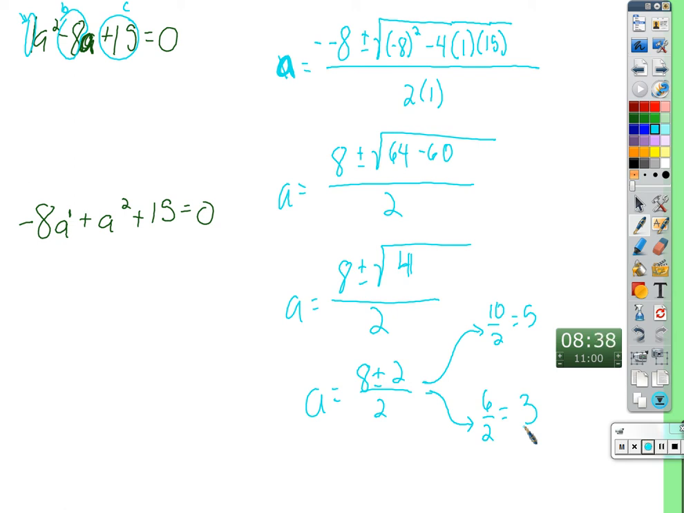Now, just like with the completing the square that I told you about earlier, if you get two nice solutions, that must mean that we can go back to the beginning and we can factor this. I bet you won't be surprised to find that our factors are x minus 5 and x minus 3.